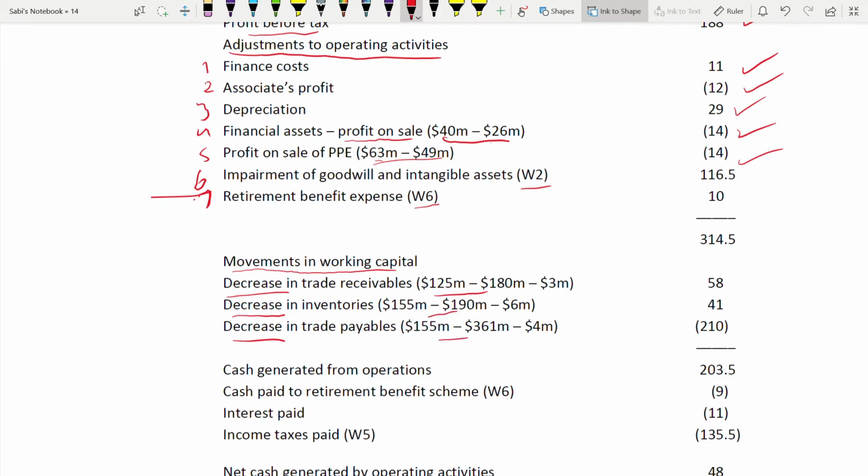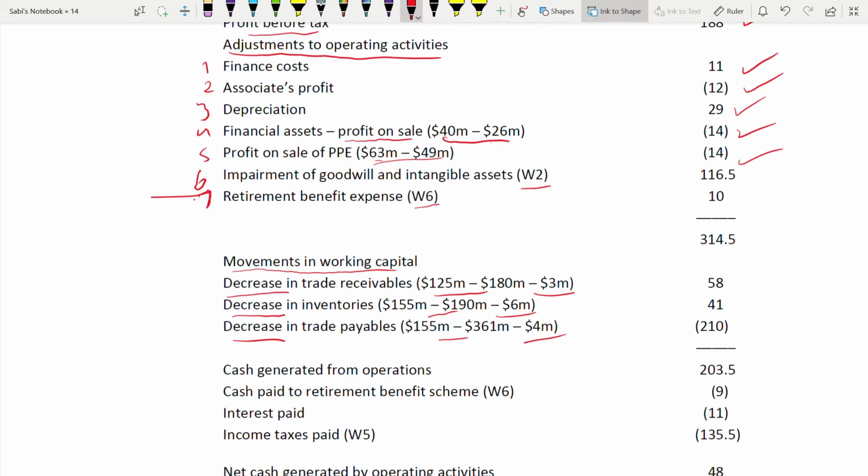If trade receivable decrease, it is an inflow because your customers are paying you, that's why receivables are reducing. If inventories are reducing, it's good, you're not buying inventories, so it's an inflow. Trade payables is reducing, it's an outflow because that means you are paying your supplier. That's why your trade payables are reducing, so 210, it's an outflow. One additional thing is there. This one minus 6, 3 minus 6 minus 4. This additional adjustment is there for consolidation purpose.